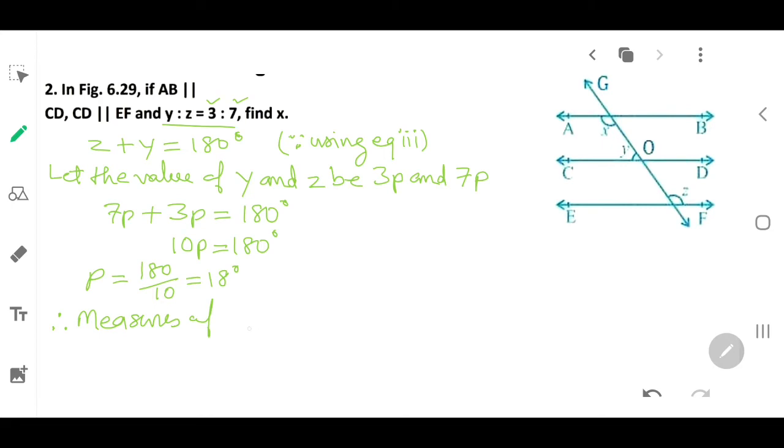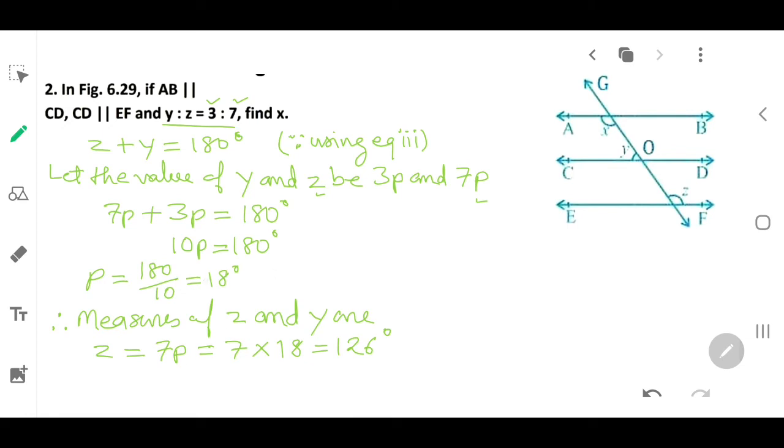measures of z and y are. So what are the measures of z and y? Let us see. So what is z? So z is 7p, correct? You write here z is equal to 7p. Then 7 into what is the value of p we got? 18. So write here 18. So 7 8 is 56, 5 remainder, 7 1 is 7, 5, 12. So you will get 126 degree.